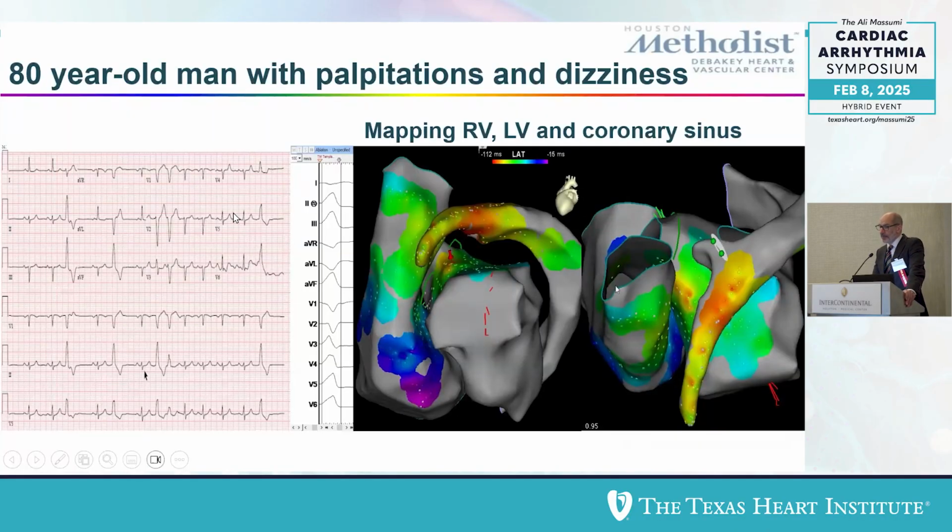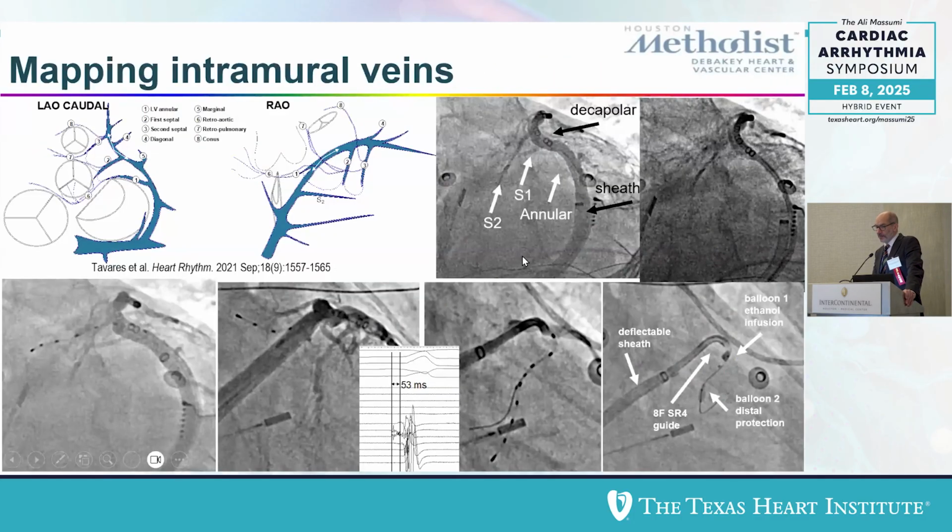This is an 80-year-old man with palpitations and dizziness. These are his PVCs. And when we mapped his PVCs, you can see RV map, left ventricular map, and anterior interventricular vein map. The earliest site is arising from the transition from great cardiac vein to anterior interventricular vein. So that's kind of the hallmark of LV summit veins.